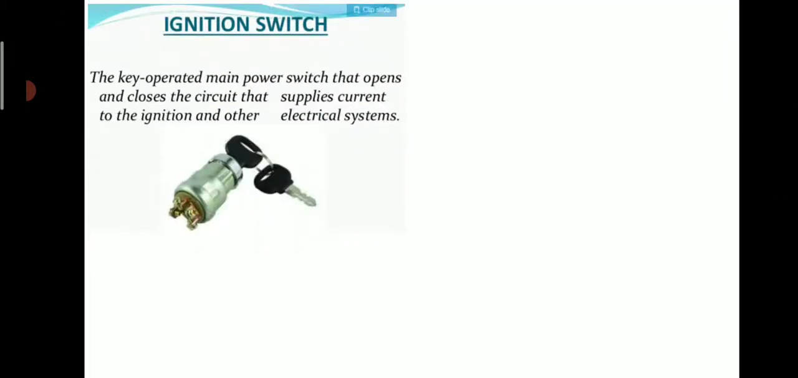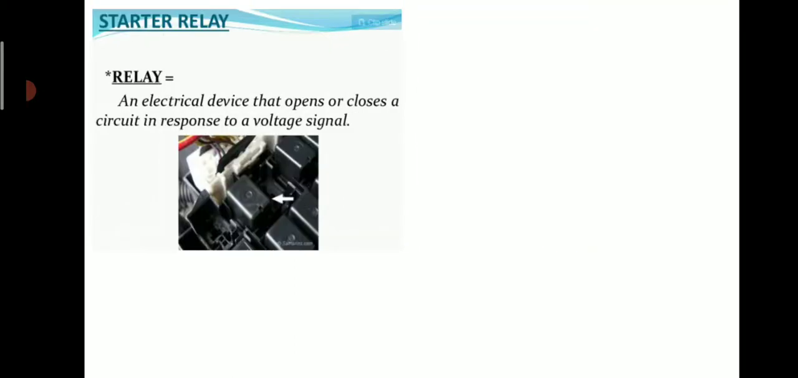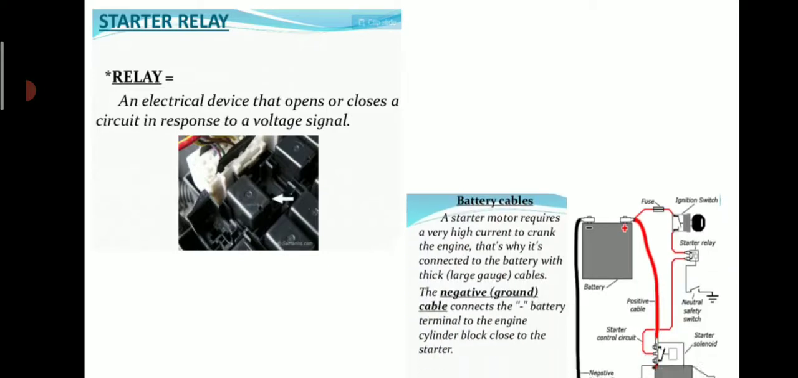Ignition switch: the key-operated main power switch that opens and closes the circuit that supplies current to the ignition and other electrical systems. That is called the ignition switch. You can see this switch in this picture. Inhibitor or neutral safety switch: a switch wired into the ignition switch to prevent engine cranking unless the transmission shift lever is in neutral. After that, the next component is the starter relay, an electrical device that opens or closes a circuit in response to a voltage signal.